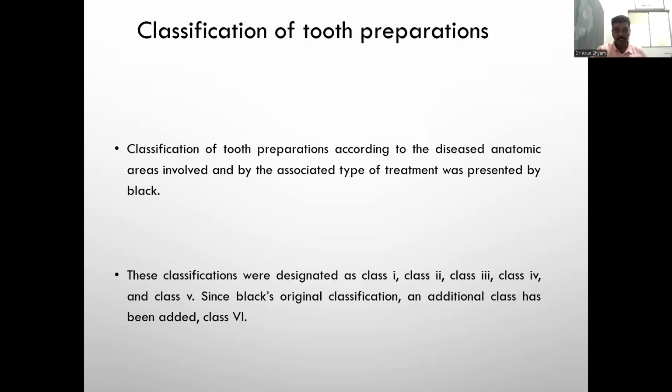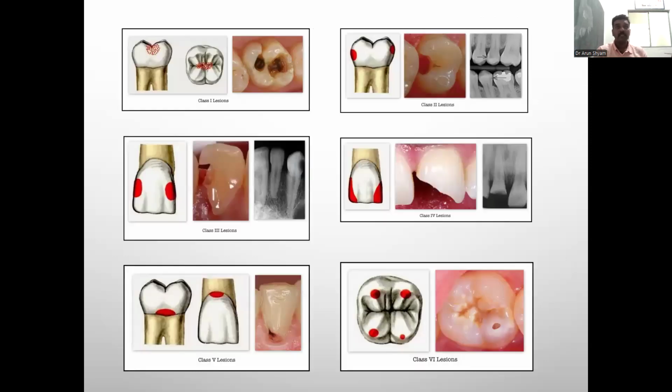The classification of tooth preparation depends on the area involved and the treatment, presented by Black. This classification designated as class 1, 2, 3, 4, and 5, since the original classification an additional class has been added, class 6. So in this you can see class 1 on the occlusal surface, class 2 on the proximal surface of posterior teeth, class 3 on the proximal surface of anterior teeth without involving the incisal angle, class 4 proximal surface including the incisal edge, class 5 on the cervical caries, and class 6 on the incisal or occlusal tip of the tooth.